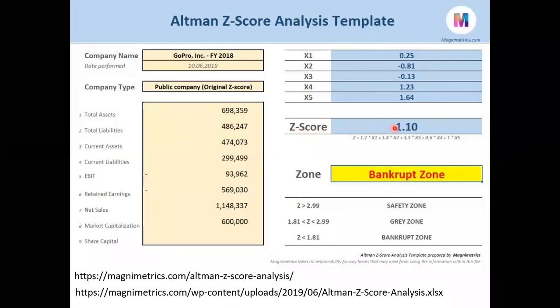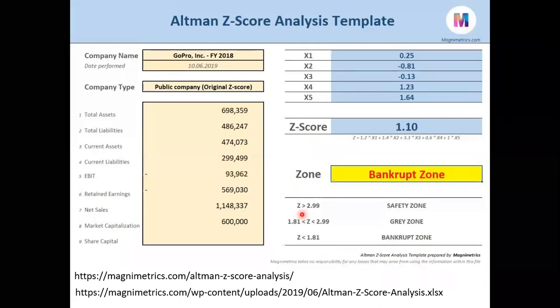And you will calculate the Z-score. Here the Z-score is 1.1. Then it shows the bankrupt zone. It is the bankrupt zone. Here is a reference.